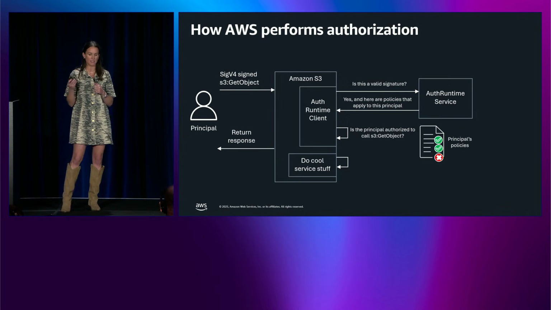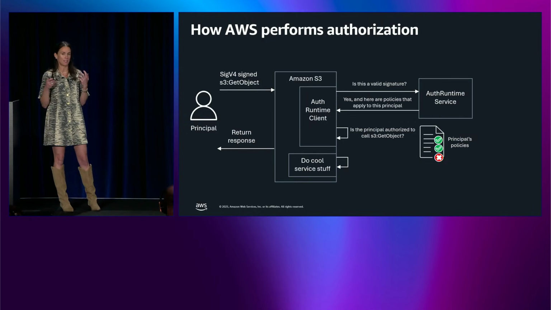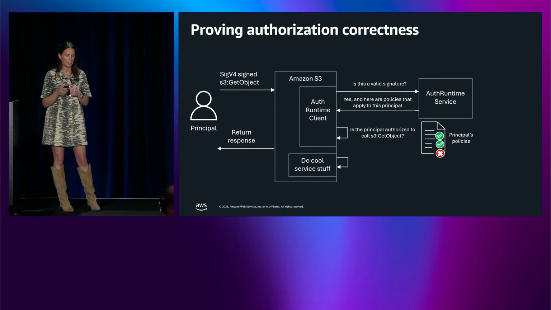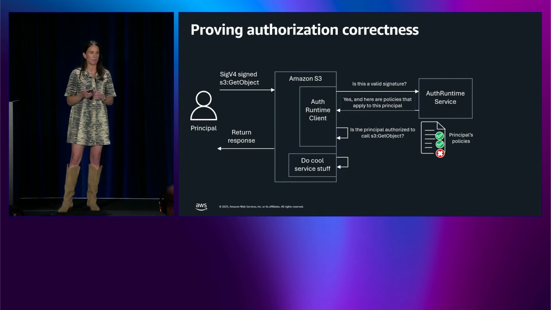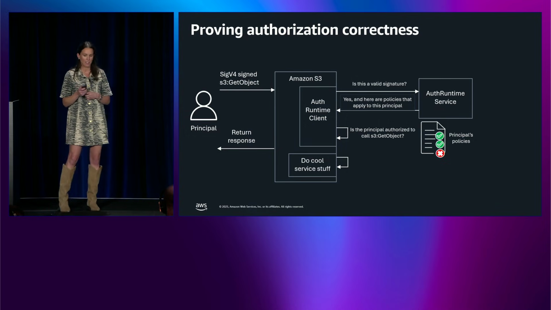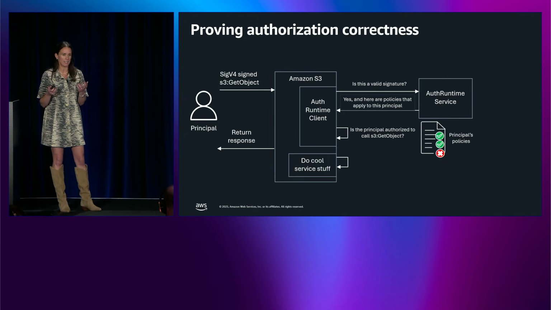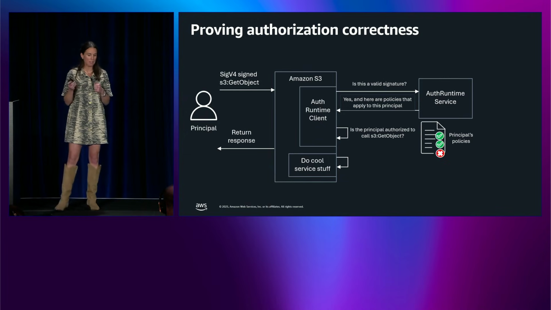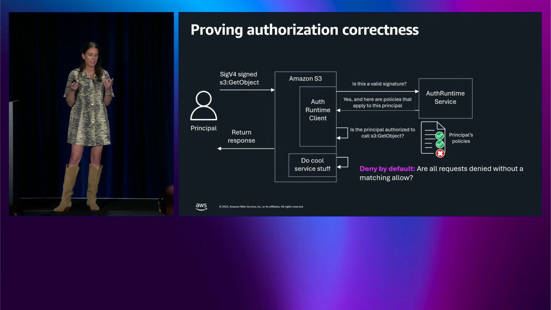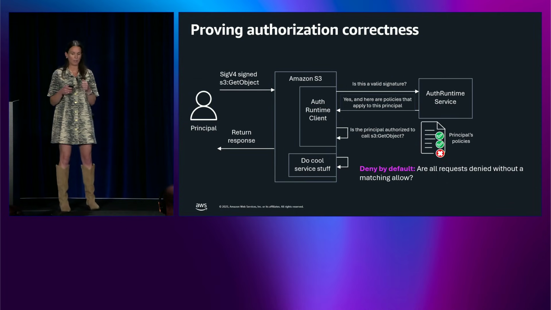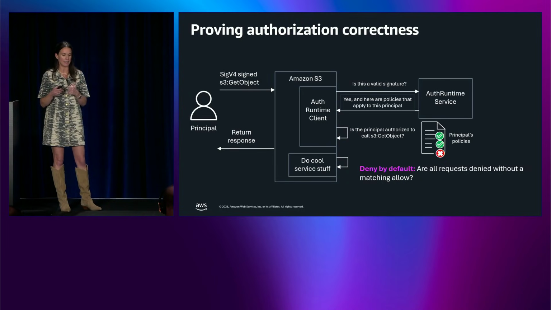So we're going to build on this as we discuss what we've done to drive towards correctness and consistency for customers. So the first question that we had to ask ourselves is, how can we be sure the policies are being evaluated correctly? How can we prove the core properties of IAM authorization are operating correctly? Some examples of these core properties that I'm talking about are deny by default. I kind of mentioned this earlier. Are all requests denied without a matching allow? So for access to be granted, right, someone has to go in and explicitly add access.